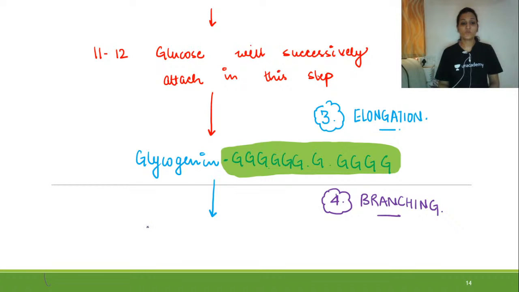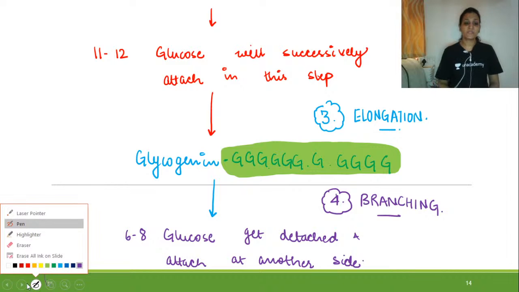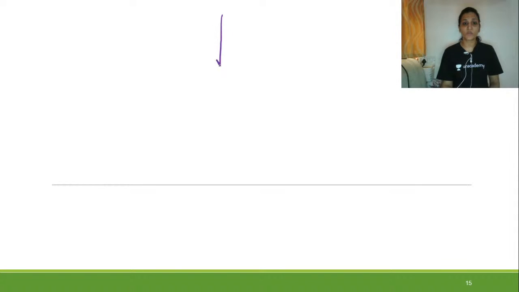So when the chain is around 11 to 12 glucose molecules long, 6 to 8 glucose get detached and attach at another site. So this is the branching. There must be some enzyme which is actually involved in this process. The enzyme that is responsible for this reaction is the branching enzyme.